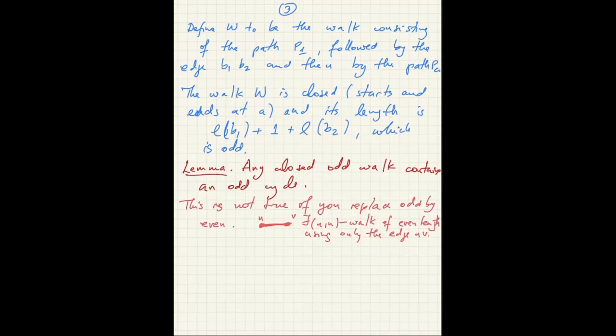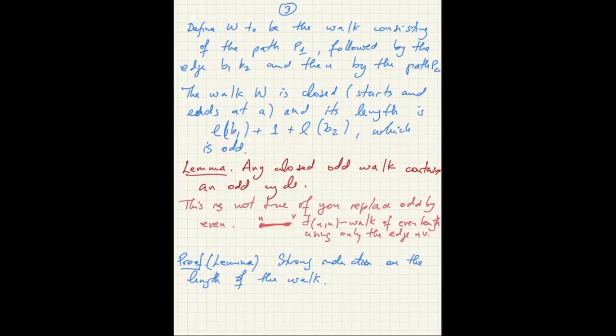Okay, so now what's the deal with odd? Okay, so how do we prove this lemma? So this is proof of the lemma. And you see that if we prove the lemma, then we are done with the theorem, because we will have this closed odd walk W, and by the lemma, it would have an odd cycle, but that contradicts our hypothesis. So to do that, we use a strong induction on the length of the walk.